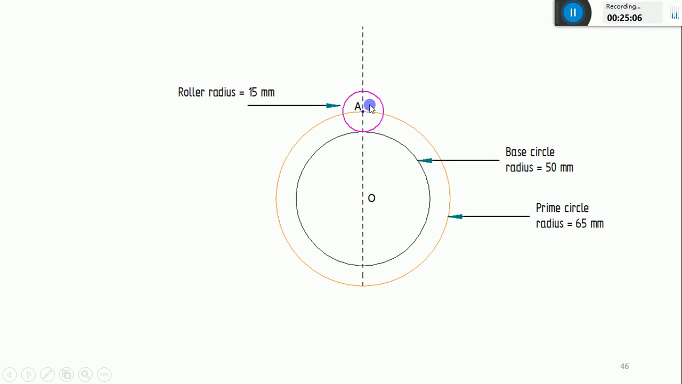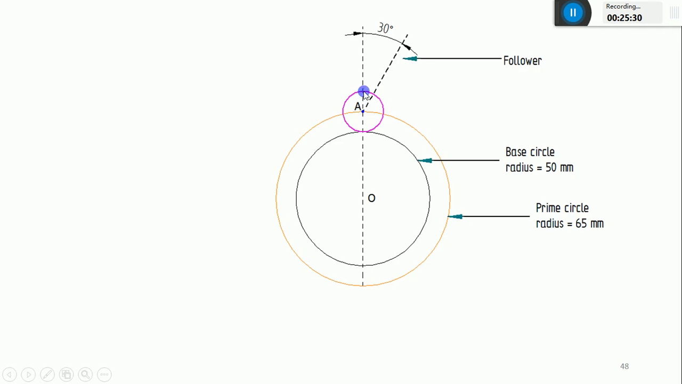At this point, I'll draw a roller. I'll indicate the first position of the roller. It is given that the roller diameter is 30 mm. I want the radius, so it becomes 15 mm. Just take the center as point A and, with the help of a circle, draw a roller with a radius of 15 mm or 1.5 centimeters.